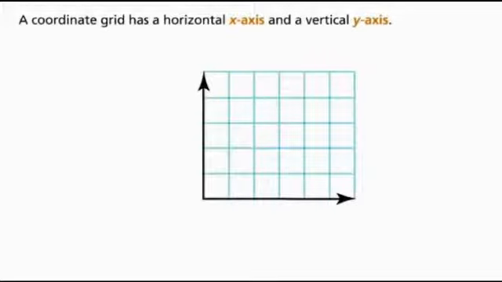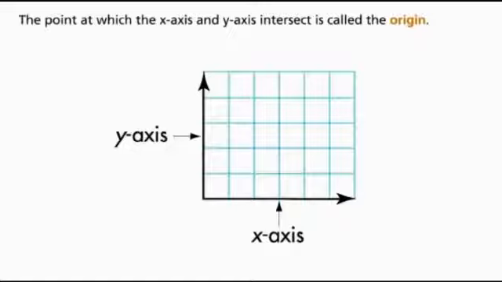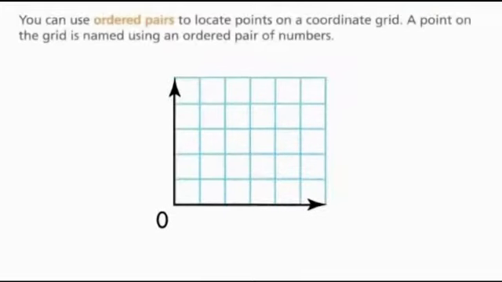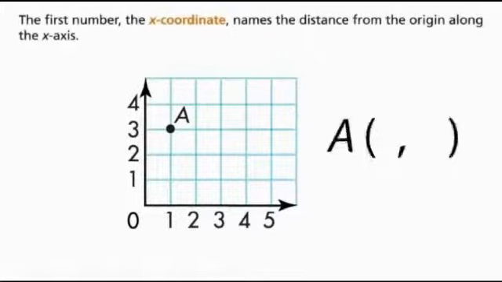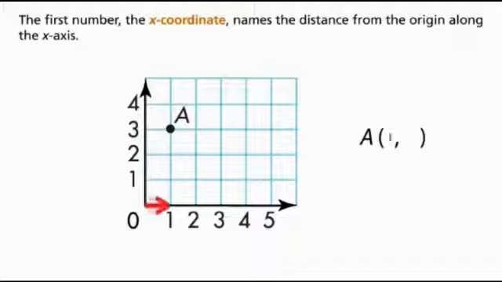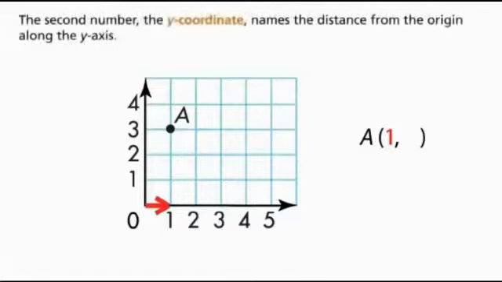A coordinate grid has a horizontal x-axis and a vertical y-axis. The point at which the x-axis and y-axis intersect is called the origin. You can use ordered pairs to locate points on a coordinate grid. A point on the grid is named using an ordered pair of numbers. The first number, the x-coordinate, names the distance from the origin along the x-axis. The second number, the y-coordinate, names the distance from the origin along the y-axis.